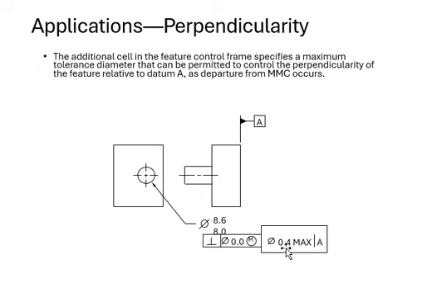So here is your additional cell for your feature control frame to specify your maximum tolerance diameter, which is permitted to control that perpendicularity right here. So this is what they're saying right there.